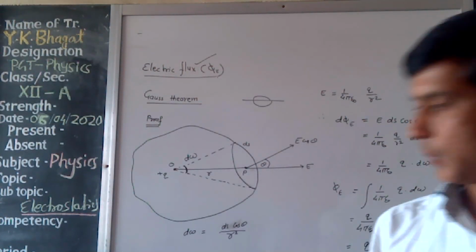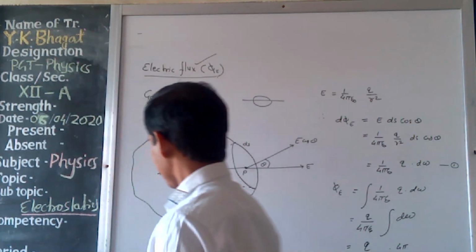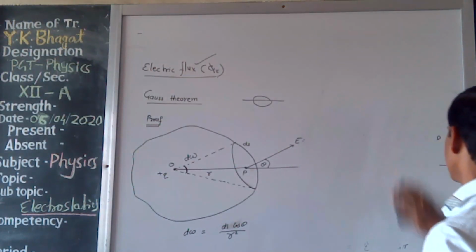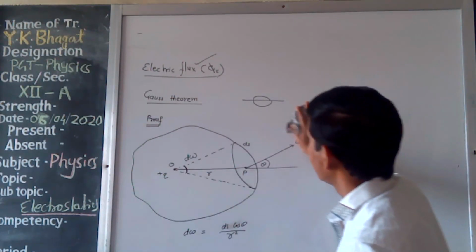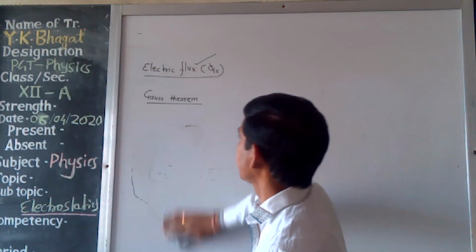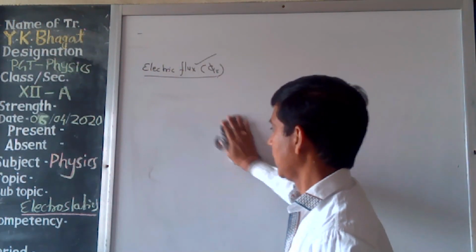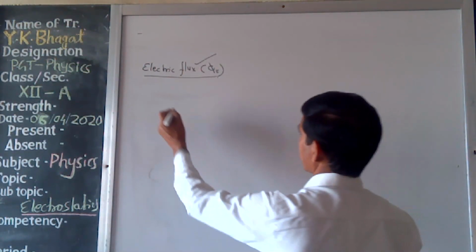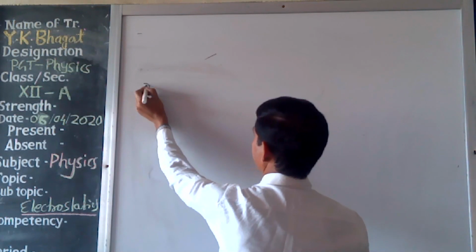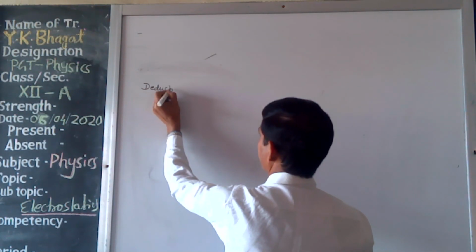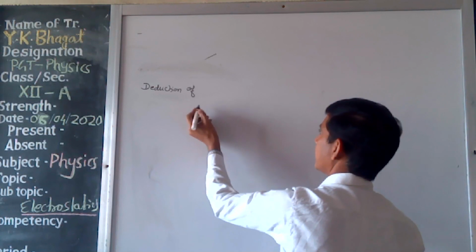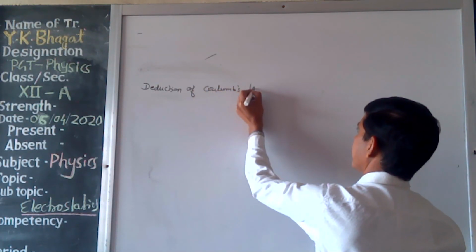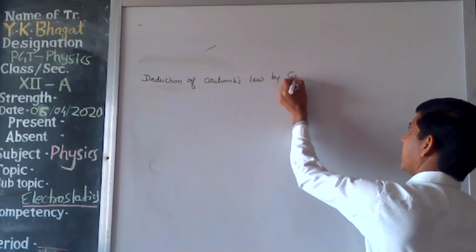Now we discuss another derivation, Coulomb's law from Gauss theorem. Our next topic is deduction of Coulomb's law through Gauss theorem.